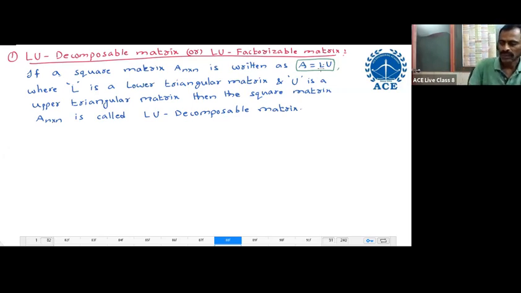Now to find the L and U, there are two methods. One method is called Doolittle's method, the other one is Crout's method. Methods of finding the matrices L and U.